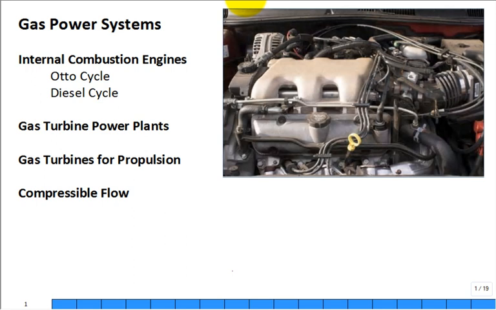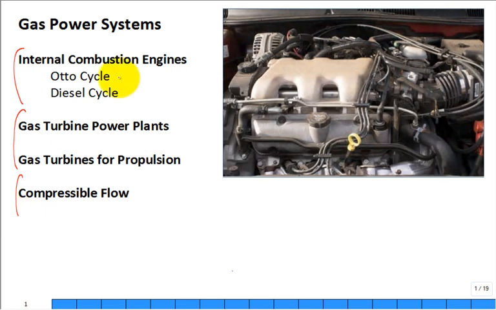So this is our first lecture in probably the longest chapter in the textbook. It's chapter 9. I devote more lectures to it. It covers a range of topics. The authors could have had a whole chapter just on internal combustion engines, then a whole chapter just on gas turbines, both for power plants, like electricity production, as well as for propulsion systems, like on an aircraft jet engine, as well as a whole chapter on just compressible flow topics. They could have. But anyway, it's all packaged in one chapter, so there's a lot to cover.